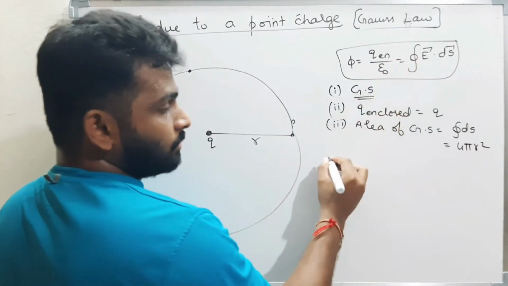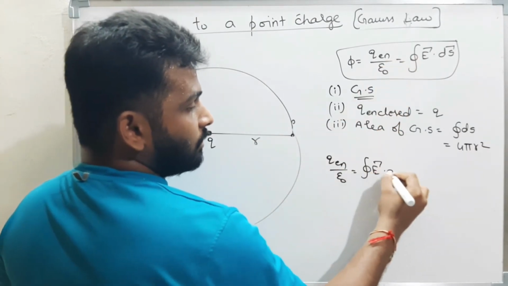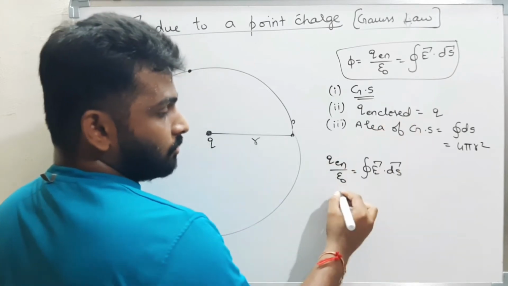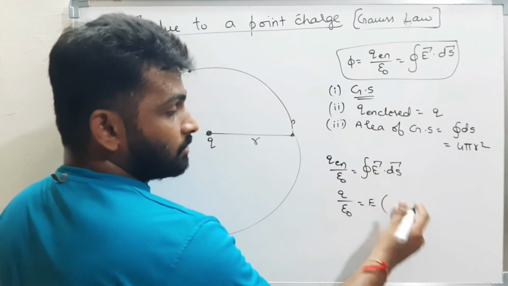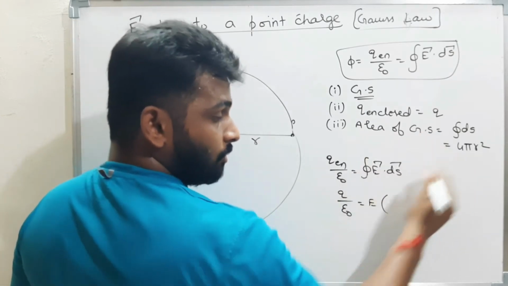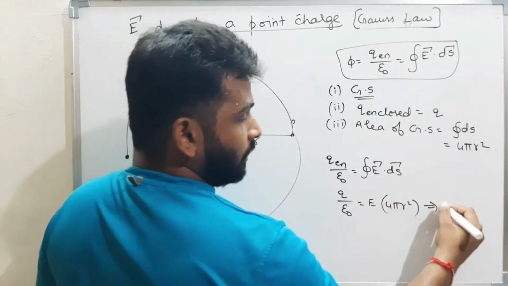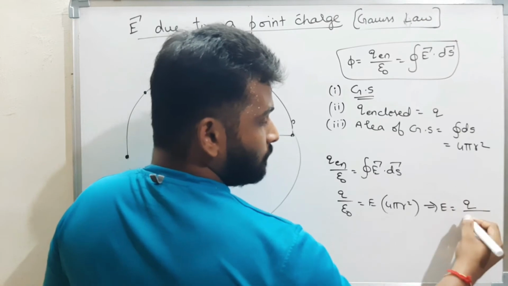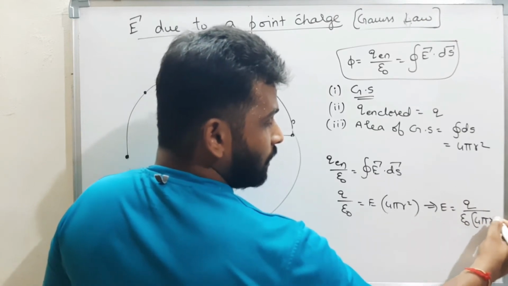Now use this formula. Q enclosed by epsilon naught must be equal to the surface integral of E bar dot ds bar. What is the Q enclosed? Q by epsilon naught must be equal to the electric field, which I have to find, times the surface integral of ds. That is nothing but the area of the Gaussian surface, 4 pi r square. Therefore, what will you get for the electric field? The electric field I got as Q by epsilon naught, sending this 4 pi r square down. Therefore, 4 pi r square.